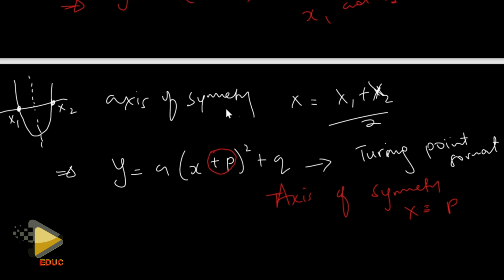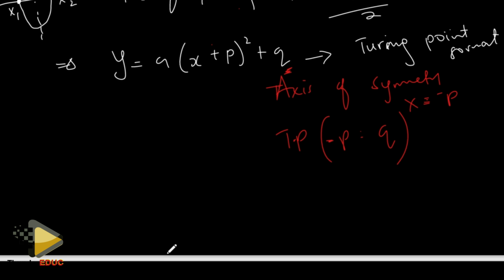If it's a positive p, then this becomes a negative p. If this was a negative, then this becomes a plus. And then the y value is going to be q. So if we ask for the turning point of the graph, it will be negative p, q. That sign will always change whenever we have this turning point approach. Domain is still going to be the same, and then the range in this case will be direct: y is greater than or equal to q, since the q is positive, and this is also a smiling graph.